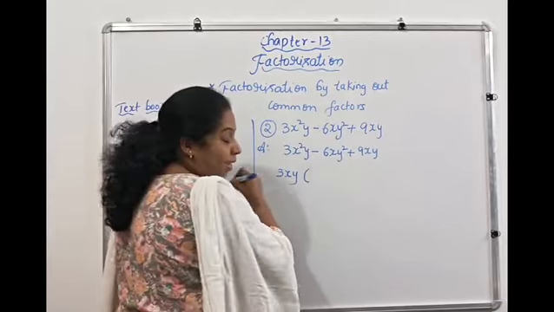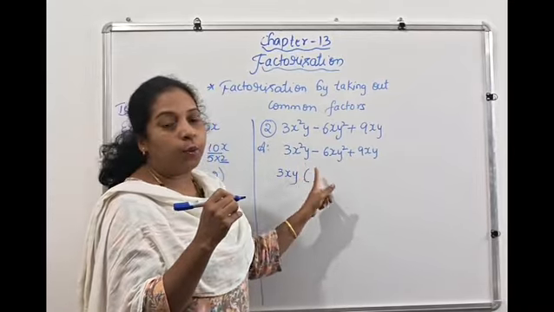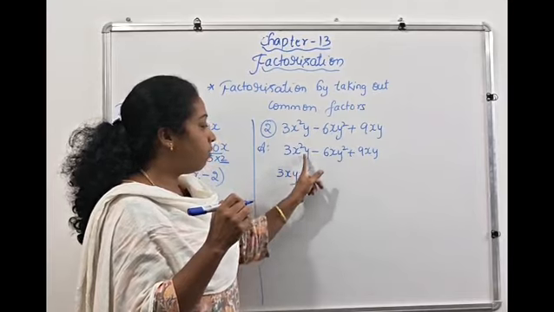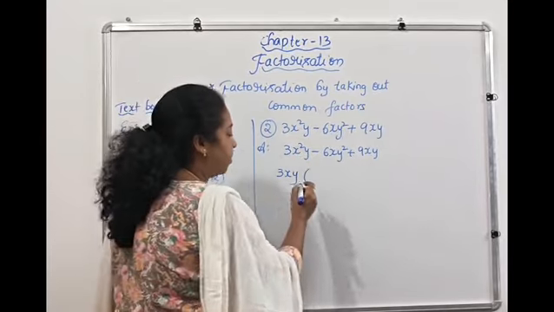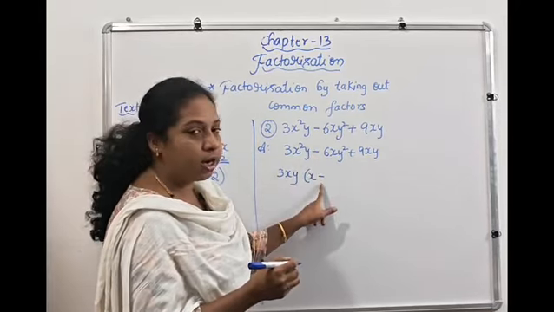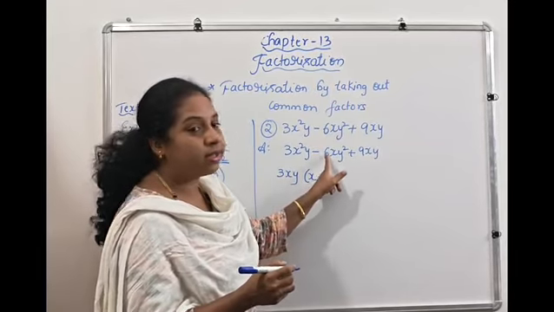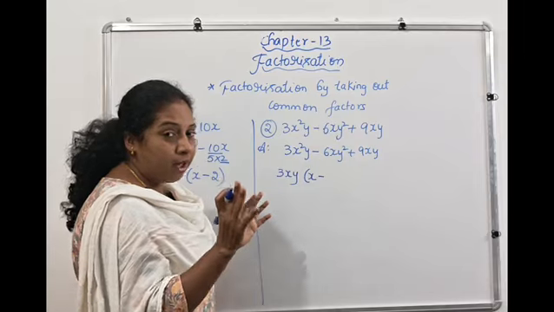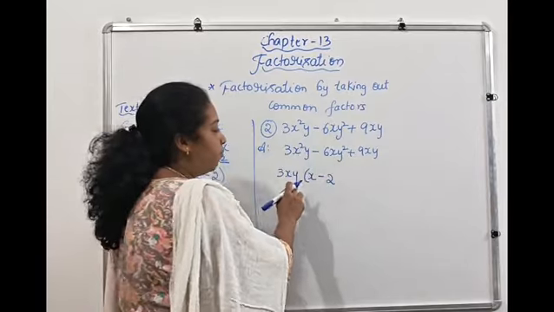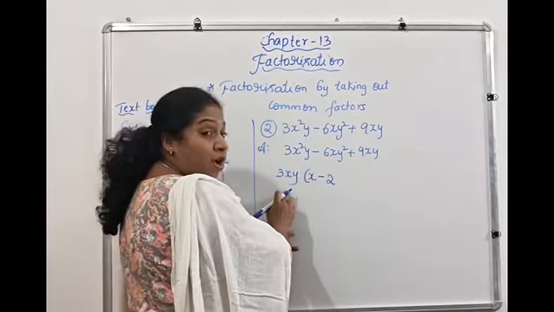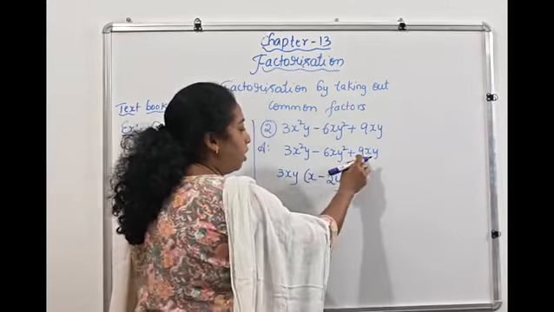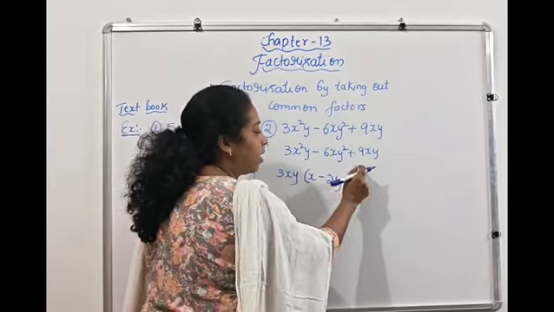Now, apart from 3xy, in the first term, what is remaining? 3 already written, x one time already written, y also written. Remaining is x. So x minus, right? Which sign here? It's minus. And here, 3 2s are 6. See how we have to find the factors. Then x we already took, and y one time we have taken. Remaining is 1y. Plus 3 3s are 9.